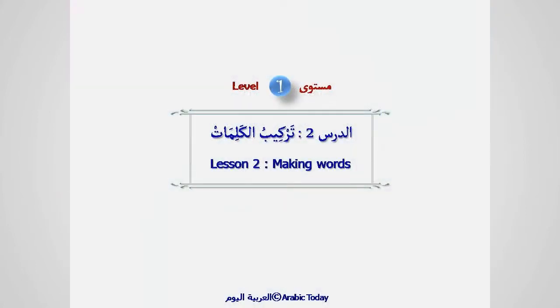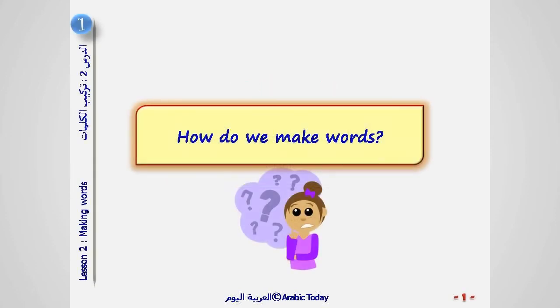In the previous lesson, we have seen how to read and write the 28 letters of the Arabic alphabet. In this lesson, we will see how to make words. We have seen that a letter has 4 shapes, depending on its position in the word. Now we will see how the letters are joined together to make a word.